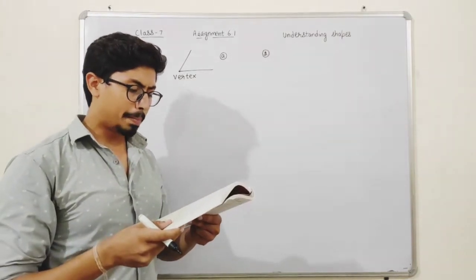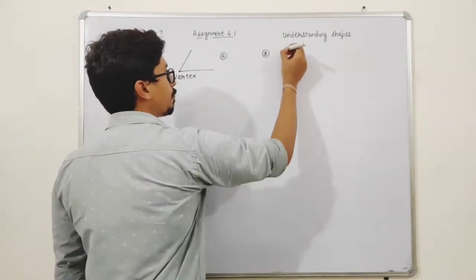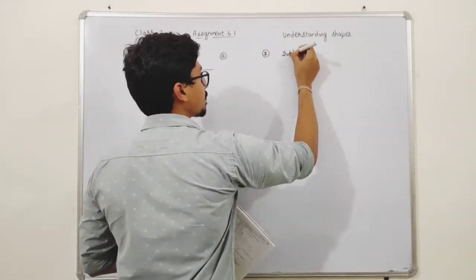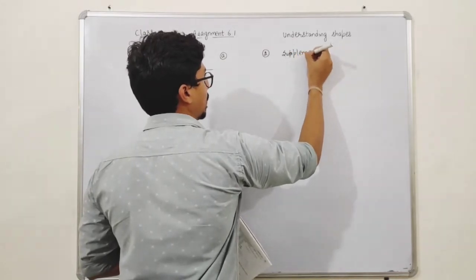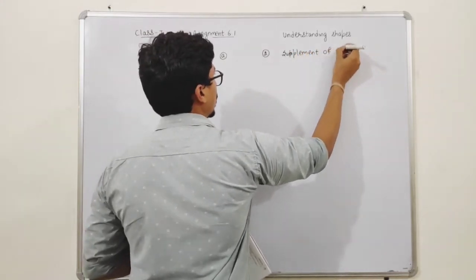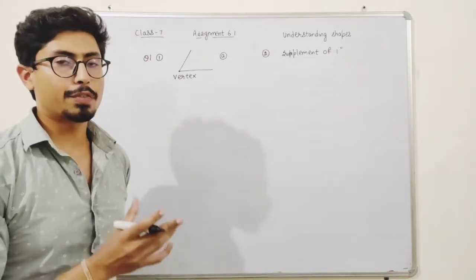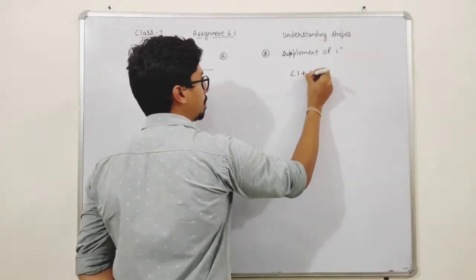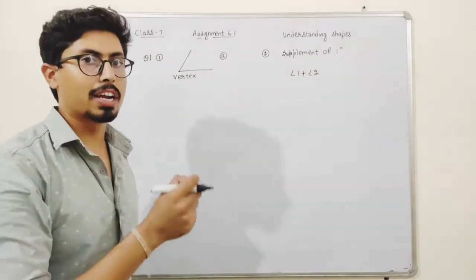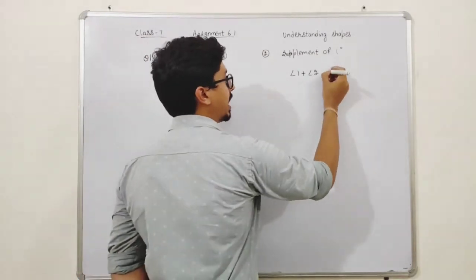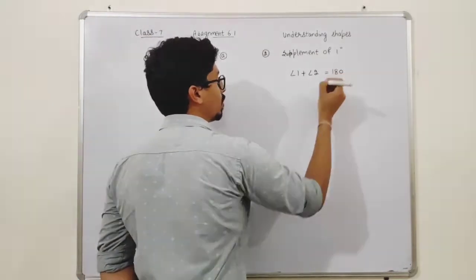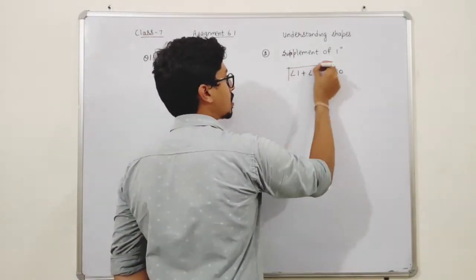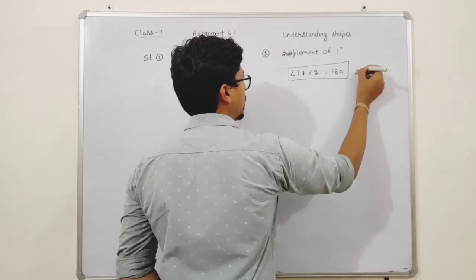Okay. Now students, question number second part. The supplement of 1 degree. Students, first of all, we will discuss what are supplementary angles. See, if I take two angles, angle 1 and angle 2, if the sum of 1 and 2 is 180 degree, then those angles are called supplementary angles.